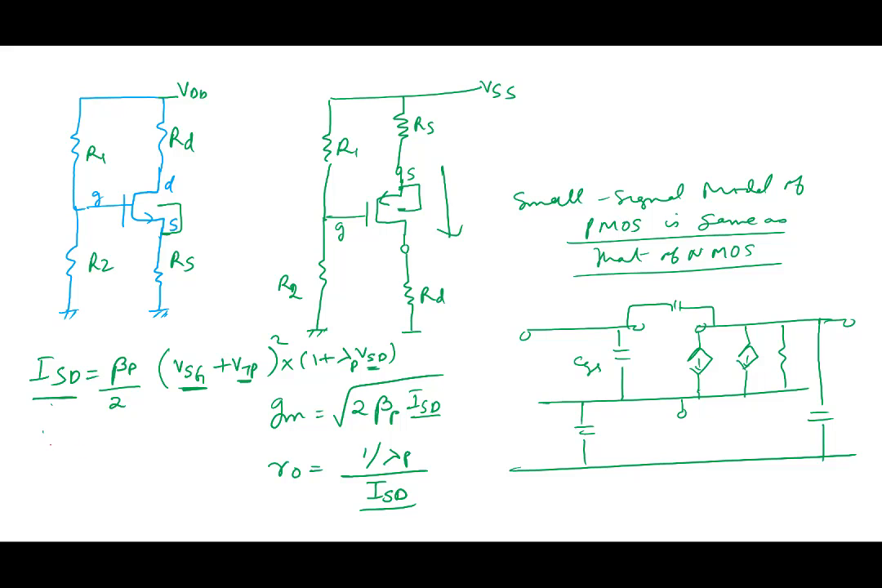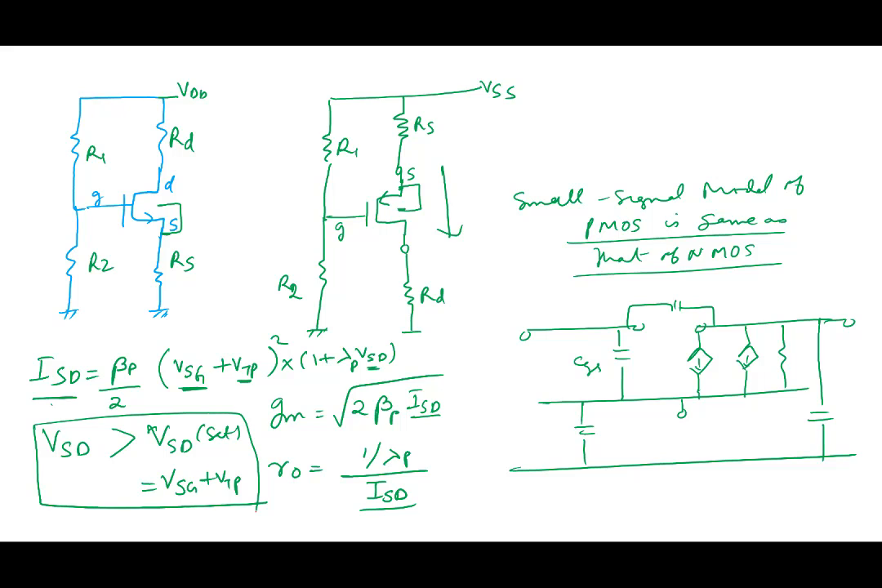And you need to make sure that VSD is greater than VSD saturation, which is equal to VSG plus VTP. You need to ensure for the transistor to work in saturation region, you need to look at this one. So very similar, except for these changes in signs. Okay. All right. So with that, what we have done is we know the model of the PMOS.